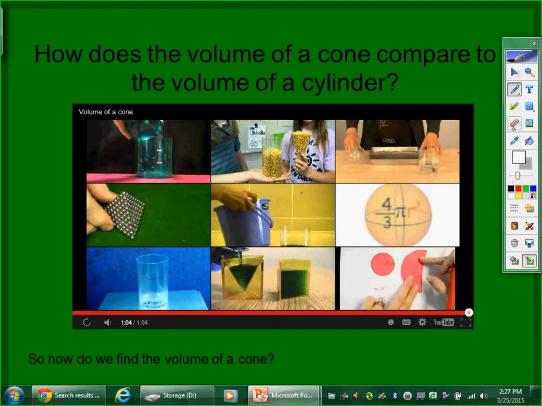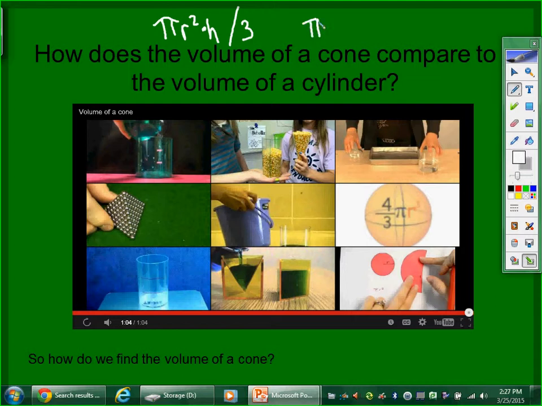If we know that the volume of the cone is a third of the volume of the cylinder, we can think about how we find the volume of a cylinder: area of the base, pi times radius squared, times the height. That would give us the volume of the cylinder, and then if I divide by 3, that will tell me the volume of the cone because it's 1/3.